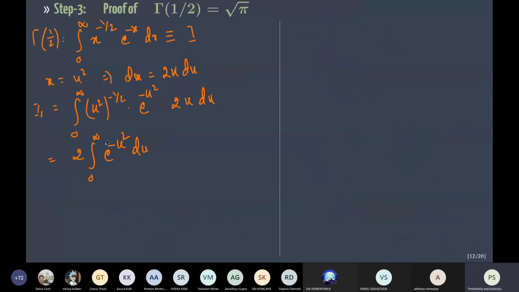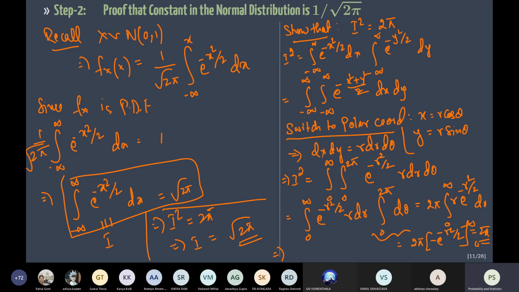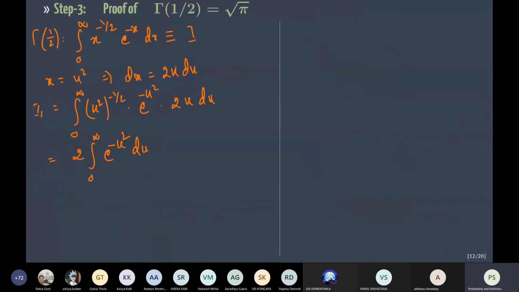So for instance, I can take u to be, let us say, y by square root of 2. If I do that, then I will get this in this form. Let us do that. And this is a symmetric one, so twice this I can change back to minus infinity to infinity. I mean, this is even, so I can get up to here.